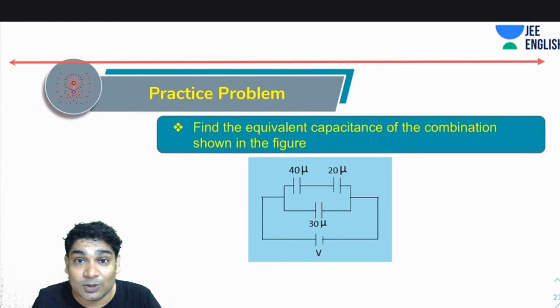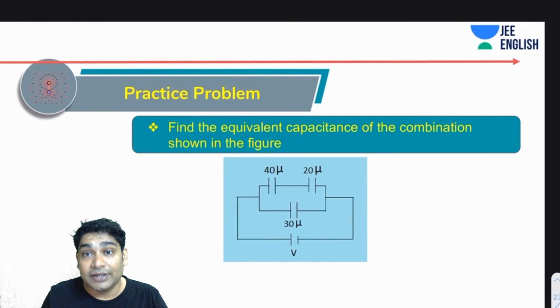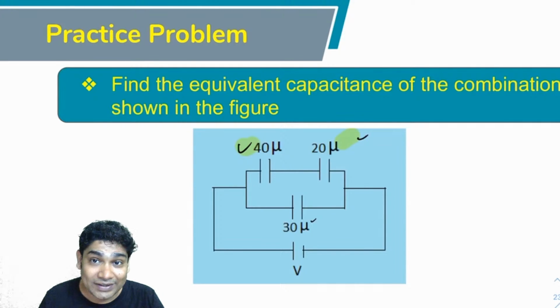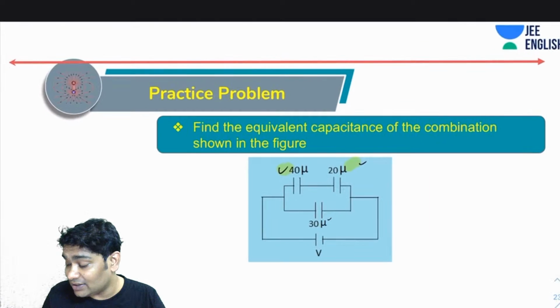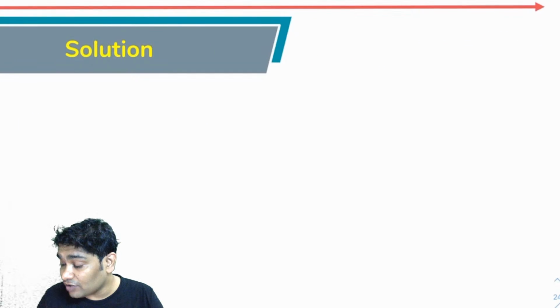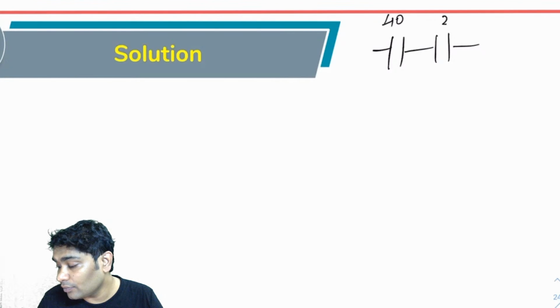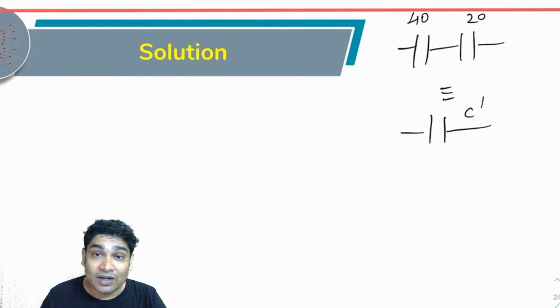Since I'm not getting any responses, I'm going to solve this. So here, of course, you know that this 40 and this 20 are connected in series with each other, and this is connected in parallel with them. So let's see how I can find this equivalent. First of all, I need to find the equivalent of this. So I have 40 and 20. Let's call it C dash, which is the equivalent of 40 and 20.